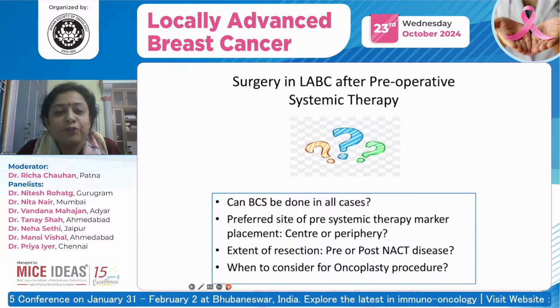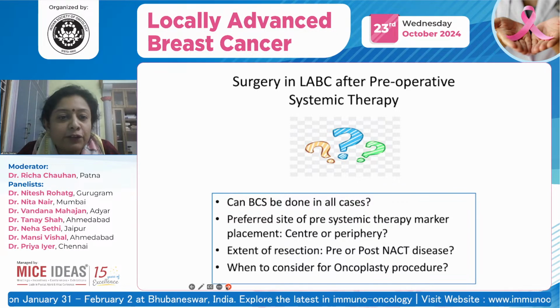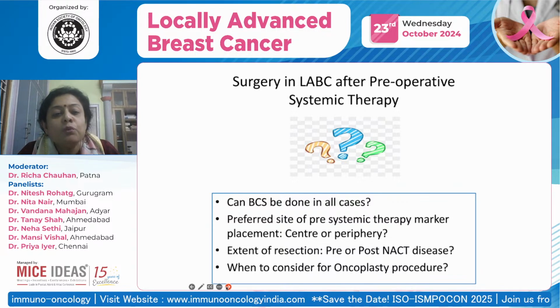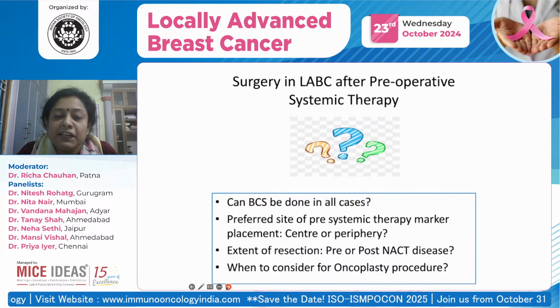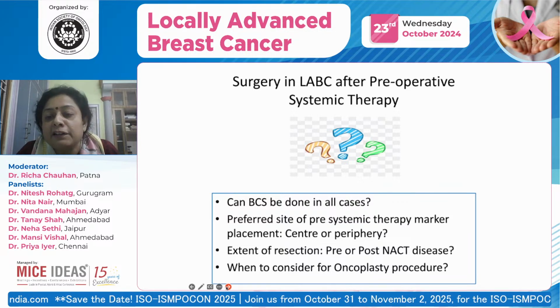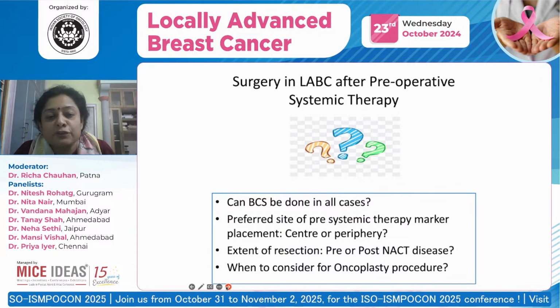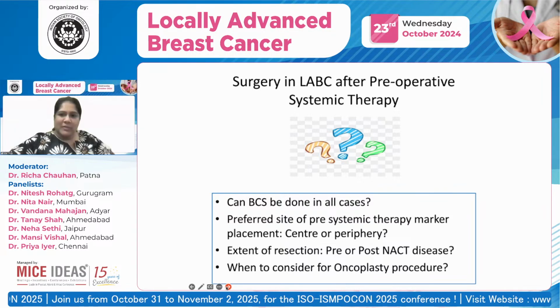Yeah. So because of shortness of time, I'll just rush through 3 questions. So for the surgeons, can you do BCS in all the cases? We have already discussed the site of marker placement. So what is the extent of resection? Is it pre-chemo or post? And how much do you resect if it is a complete clinical response? And when do you consider an oncoplastic procedure? So 3 questions. Tanay, I'll answer first if you're okay with that, and then you can.